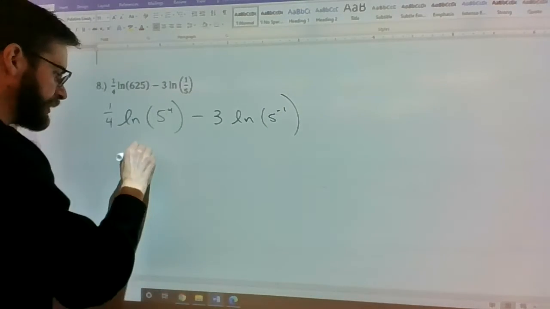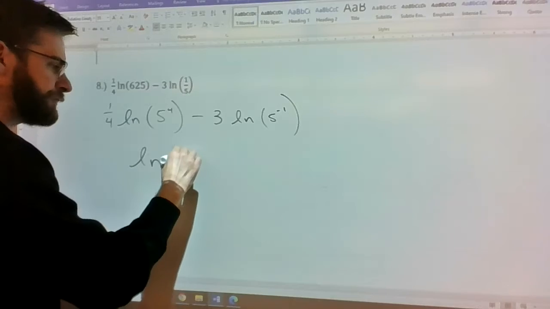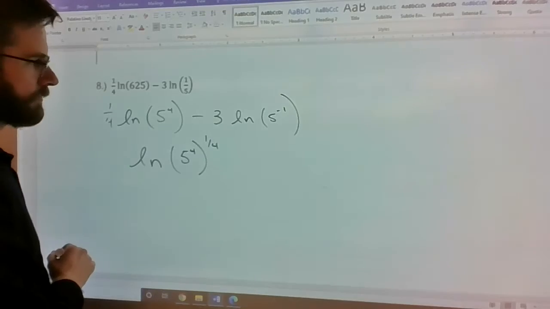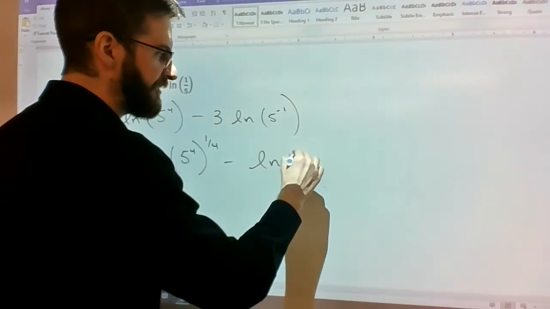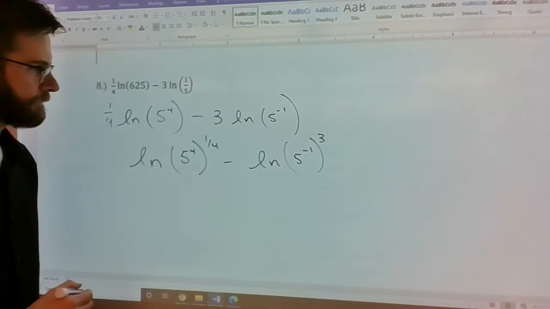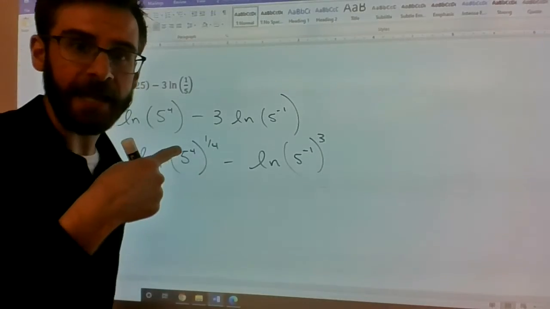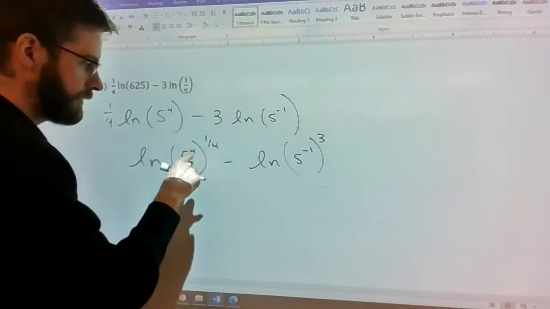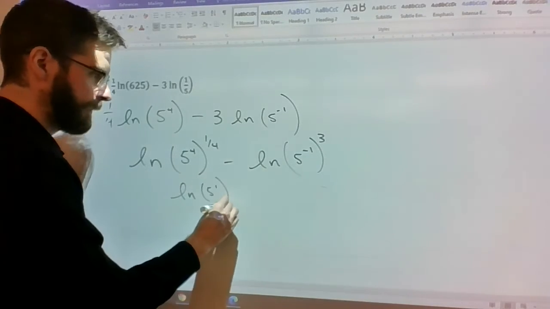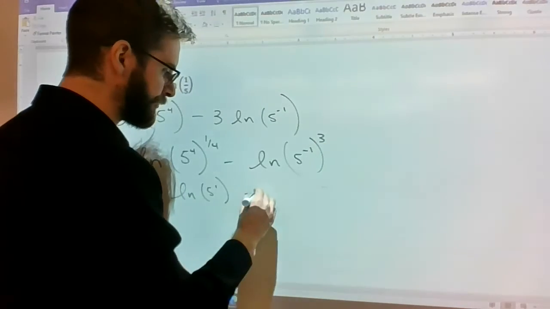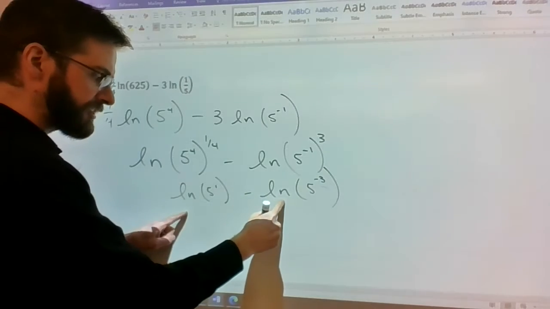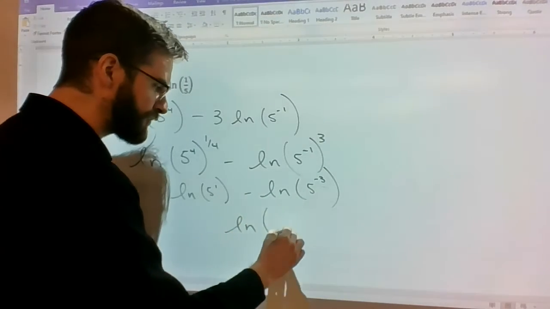So now I can do natural log of 5 to the 4th to the 1/4 power minus natural log of 5 to the negative 1 to the 3rd power. And how do you take a power to a power and simplify that? Well, you just multiply. 4 times a quarter is 1. Negative 1 times 3, negative 3. I got subtraction between logs of the same base. I'm going to consolidate those through division.